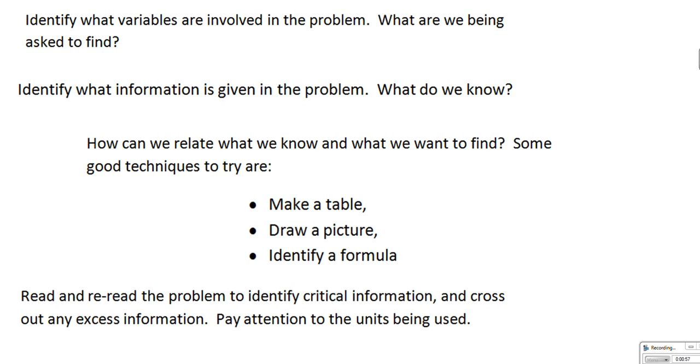And always read and reread the problem, identify that critical information, cross out any excess information that doesn't really apply to the problem, and always pay attention to the units being used. Sometimes a problem will be talking about both minutes and hours within the same problem. Converting everything into the same type of unit, everything into minutes or everything into hours, may help eliminate some confusion.